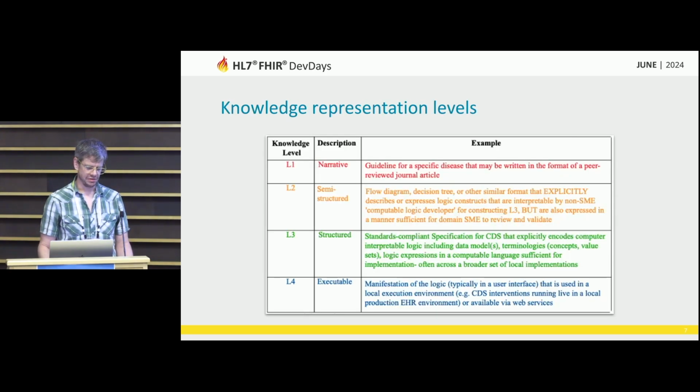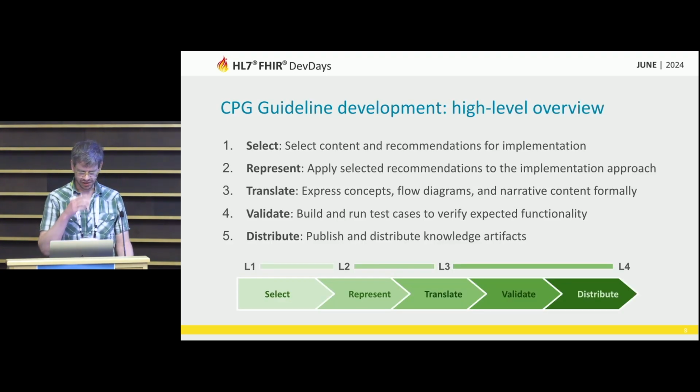Just a quick note, you'll see some L1, L2, L3 references. These are representation levels of the information, where L1 is basically like PDF, the plain text prose, and then there are different levels that increase in fidelity for computable rules at the very end. The CPG IG goes through a methodology that has 5 steps: select, represent, validate, validate, and then finally distribute.